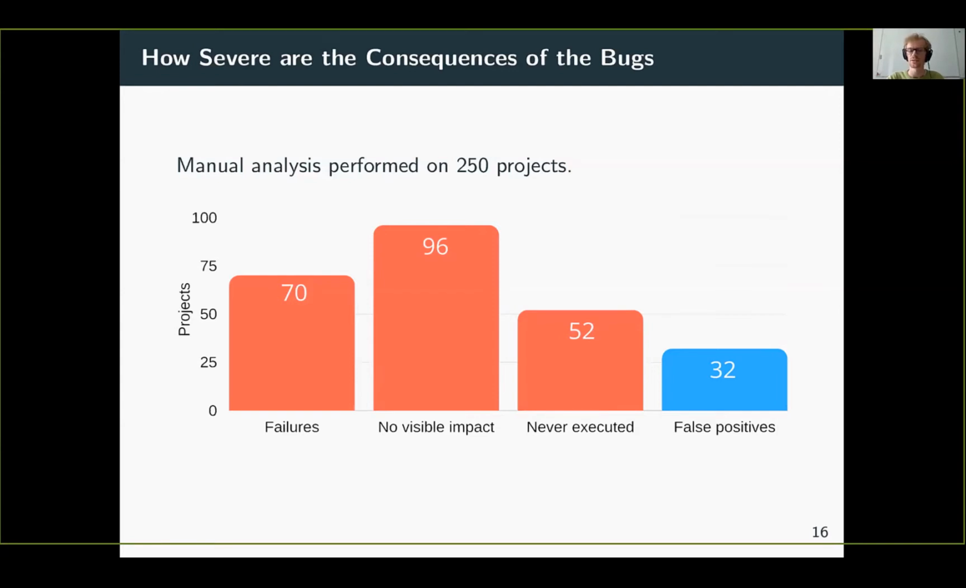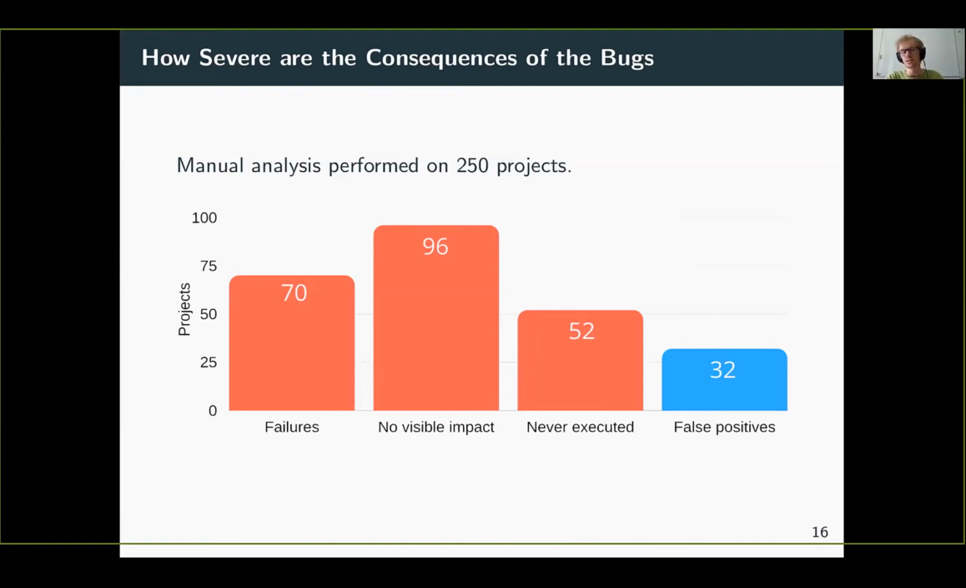All three of these categories are interesting for students because, well, in the first category, of course, there's a failure. And in the other two categories, we might see a failure as soon as the program is changed. So when the sprite becomes visible, or if the code is executed, we still might break the program. And only in 32 cases did we see a false positive.